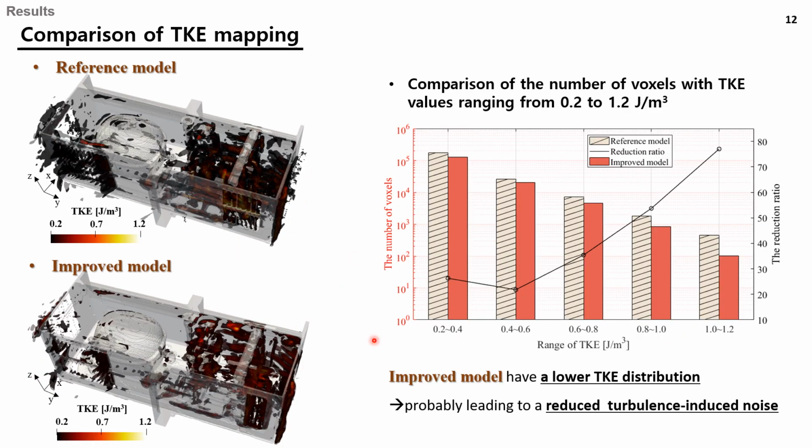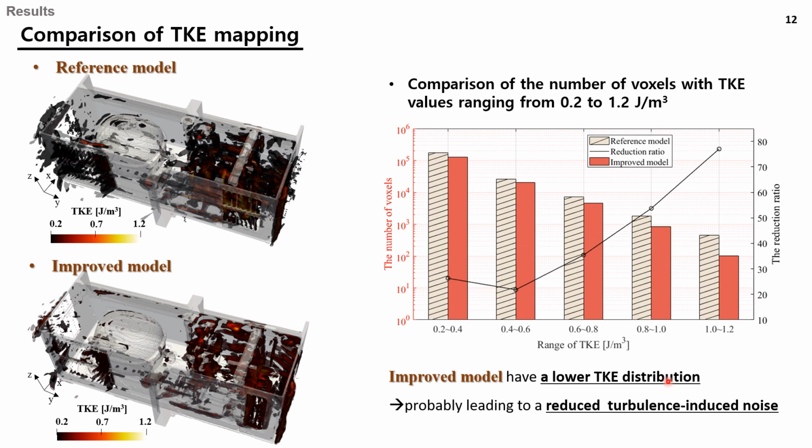And next is the TKE mapping result. The reference model, especially at the downstream of the two-stage inlet and the left side of the condenser, shows a relatively high TKE. In the improved model, the areas with high TKE value were reduced a lot.